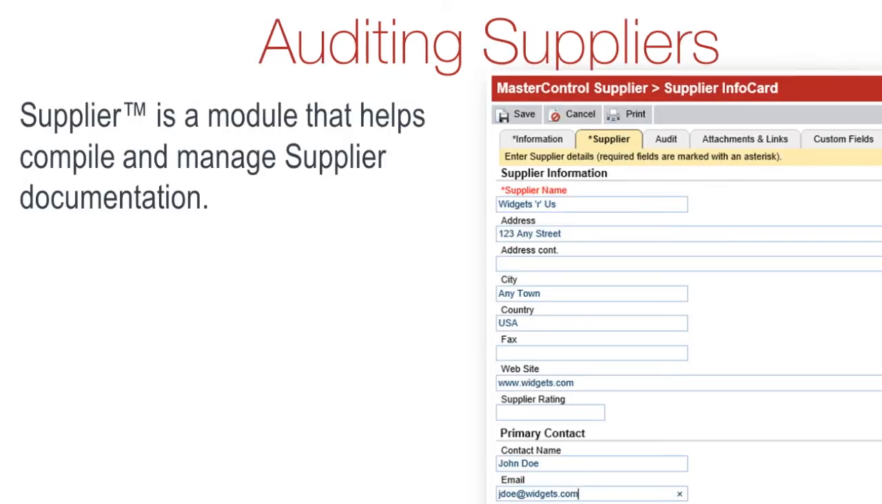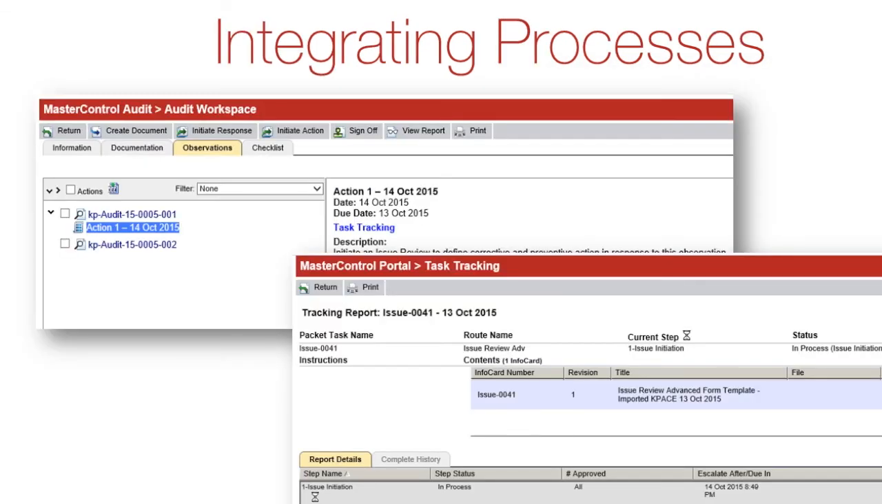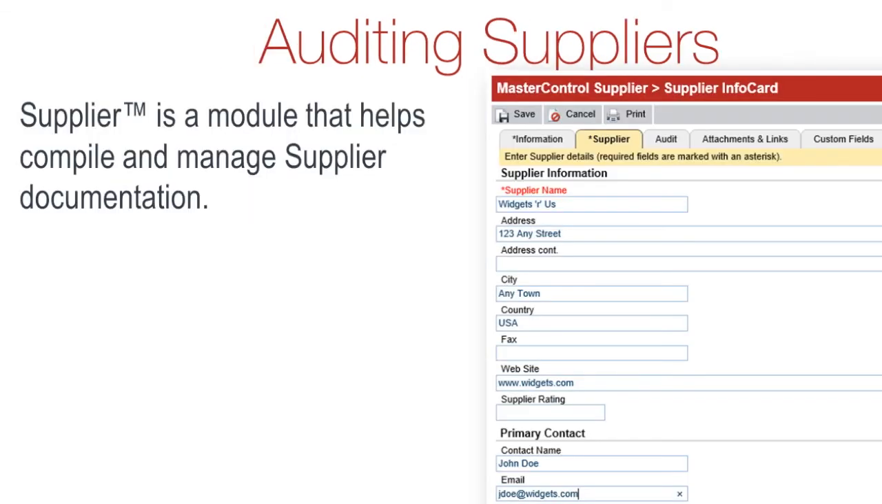Let's talk about the supplier connection. Some of you might be using Supplier already. I saw a couple of hands. Supplier is a pretty easy implementation. Supplier is a module that helps compile and manage supplier documentation. So if you have a supplier certification program that you're trying to run on a spreadsheet, stop it.